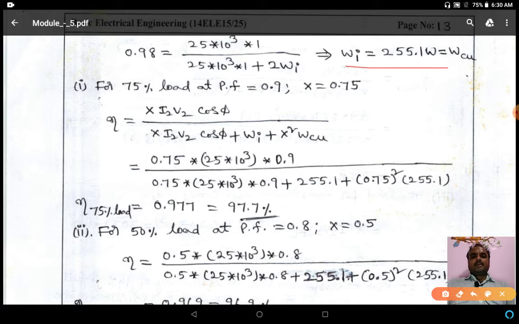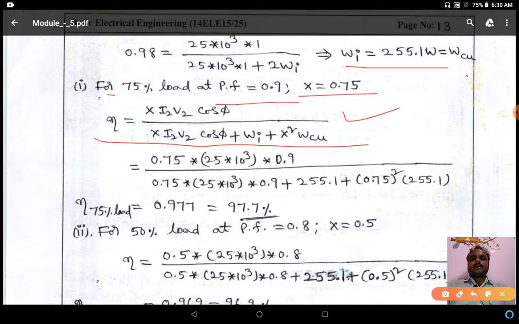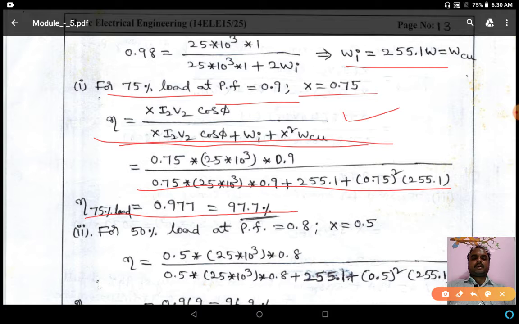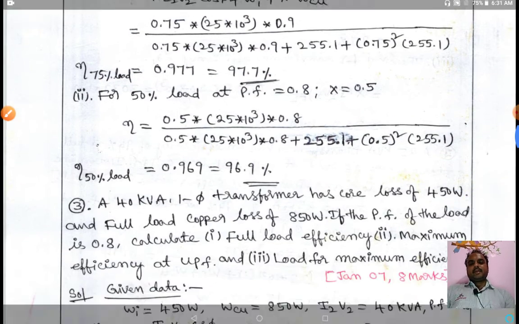So coming to the 75% of load, we have an efficiency at x load formula: x into I2 V2 cos phi divided by x into I2 V2 cos phi plus Wi plus x square Wc, right? So substitute the x value 0.75, power factor 0.9, right? So substitute values in this relation, you will get efficiency at 75% of full load is 97.7%.